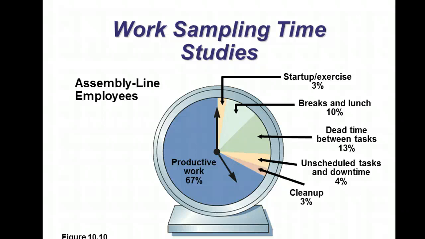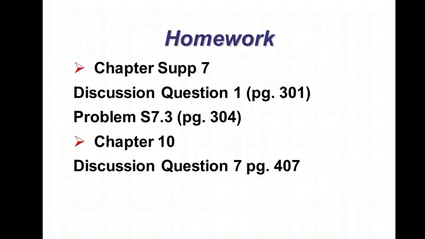Here's assembly line. Again, those guys, yeah, they don't have a travel allowance. They don't have those other allowances. 67% of their time, in this case, should be productively making product, whatever that is.